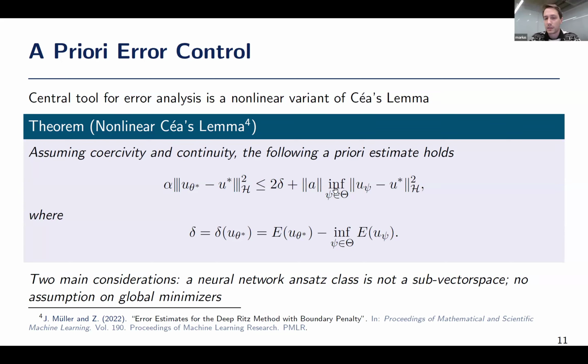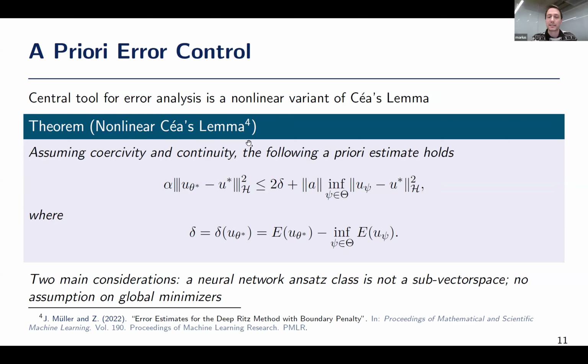Okay. So this is the approximation, and then there's delta, and delta quantifies the mismatch between the infimum of E over the ansatz class and what you're actually getting after optimization. Before I go into a little bit more detail about the infimum term and delta, maybe two words on the proof of this lemma.